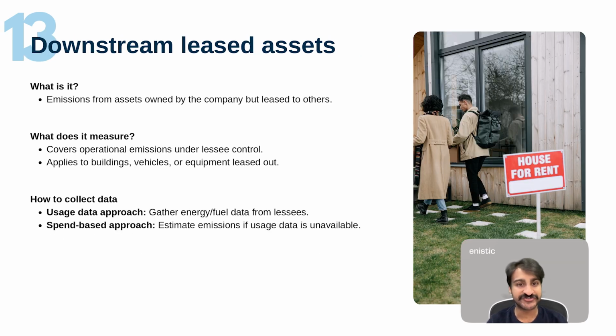Next, we have downstream leased assets. These are emissions from assets owned by the company but leased to other people. It covers operational emissions under lessee control, and applies to buildings, vehicles, or equipment leased out by you. You can collect this data using a usage data approach where you gather energy and fuel data from lessees, but where this information isn't available, you can estimate emissions. So depending on how much they spend on a particular vehicle under the agreement, we can estimate the usage from there.